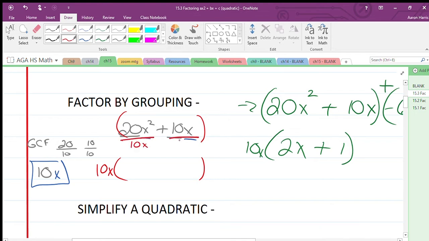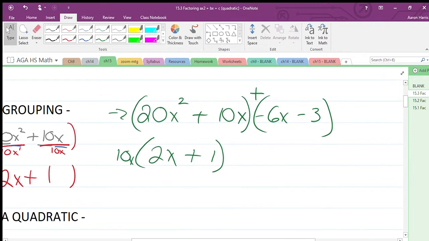And then I divide each term by the GCF. So 10x, 10x. So 20 divided by 10 is what? 2. X squared divided by x to the first, I subtract. 2 minus 1 is 1, so I get x. Bring down the plus sign. 10 divided by 10 is 1. X divided by x is 1. So I get 10x times 2x plus 1. And you can see I wrote that right there.